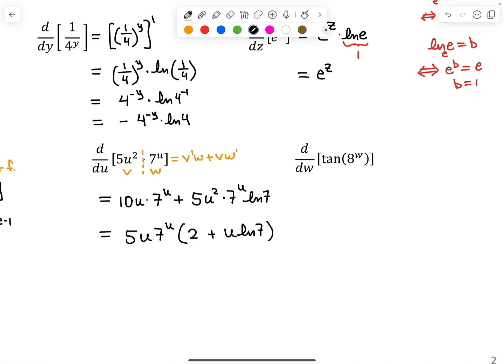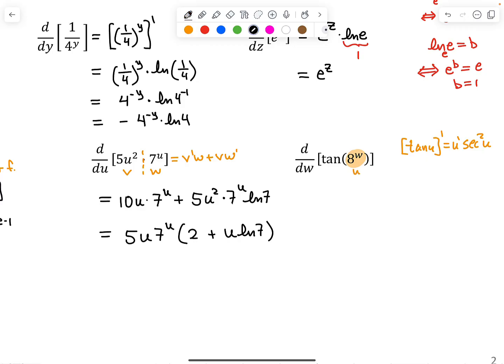In this last example, w is the independent variable, and here's w again. Fundamentally, this function is the tangent of another function. So we need the general tangent rule here. And that rule is the derivative of tangent is secant squared of the same argument, but then times the derivative of that argument. So this 8 to the w represents this inner function u.